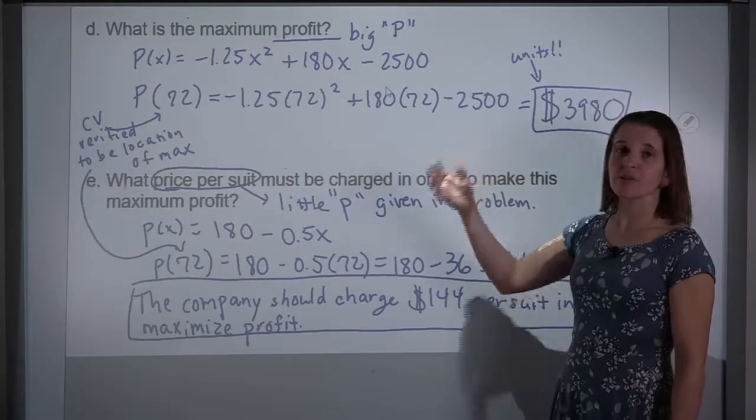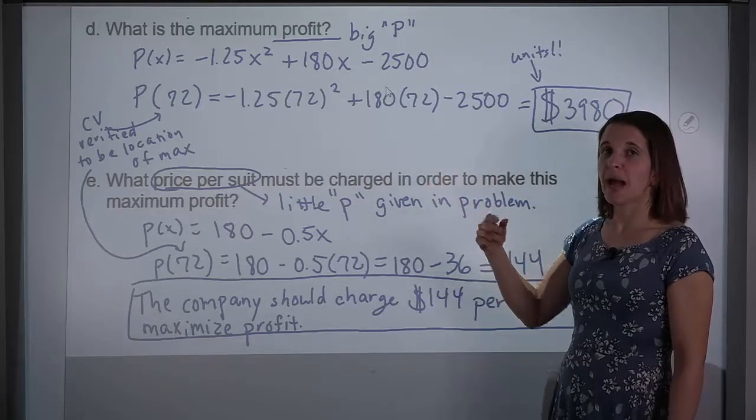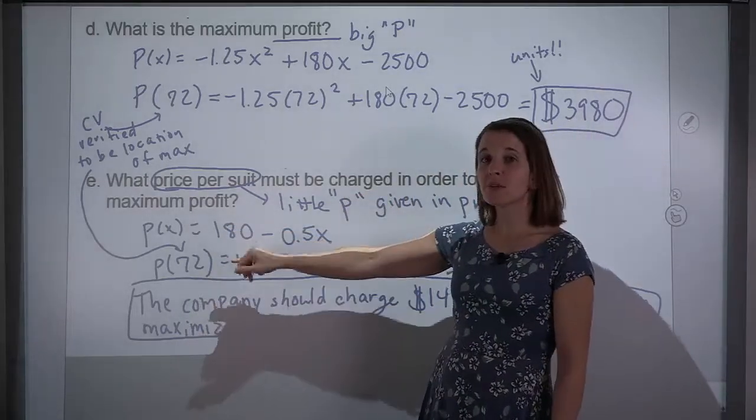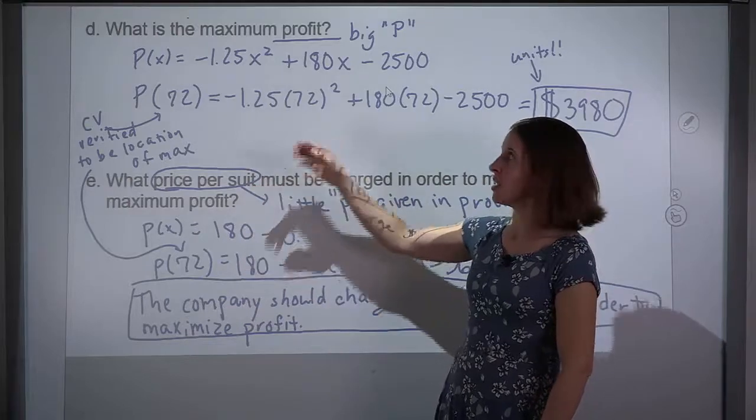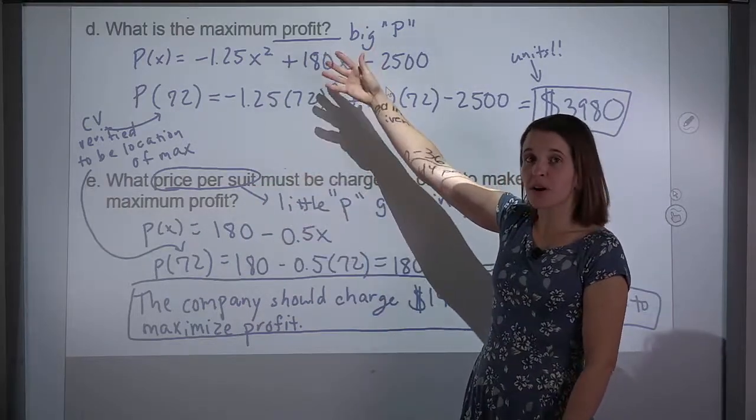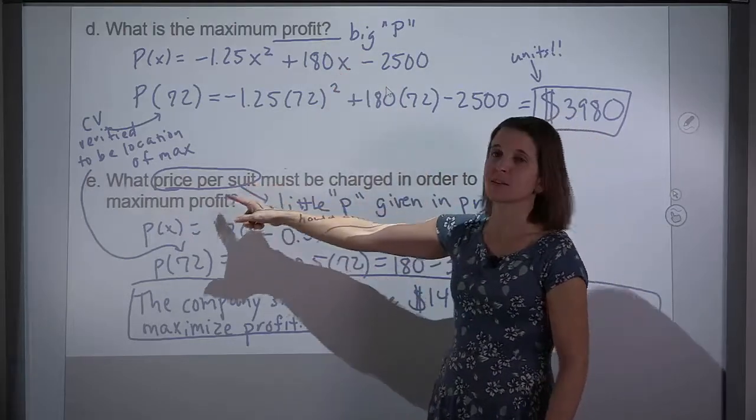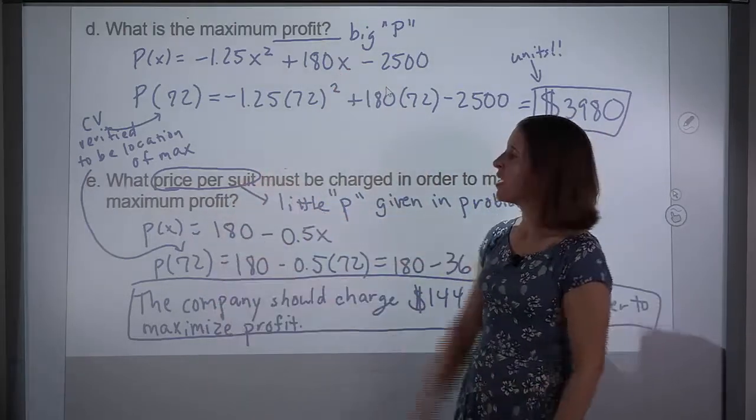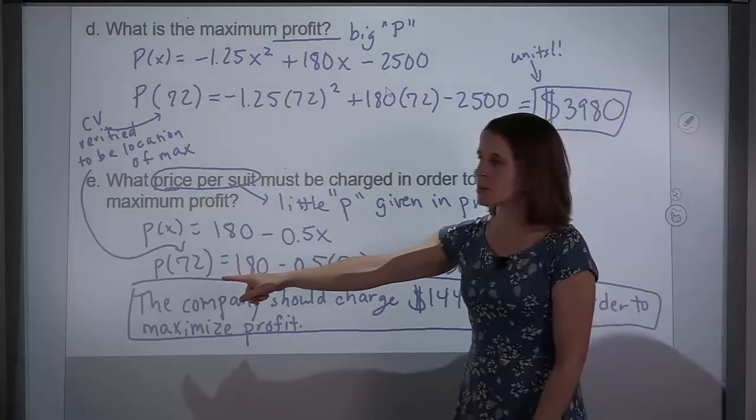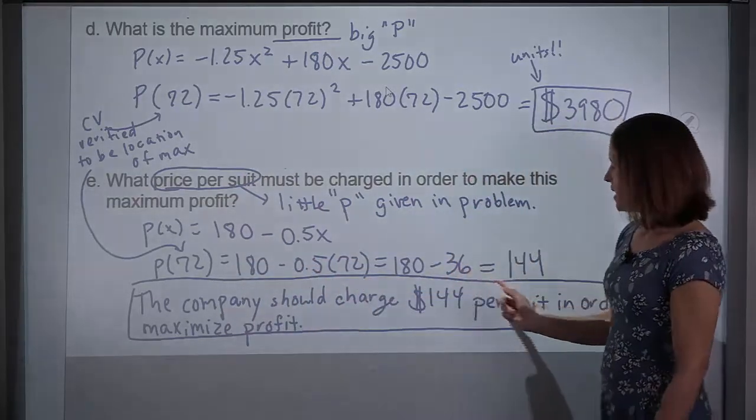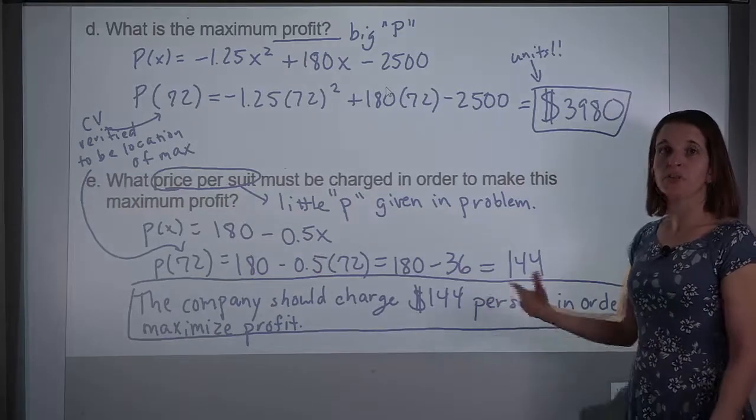So our critical value that we verified gives us all these maxes is 72. This time we are plugging 72 into little p, the price per suit equation. When it asked what the max profit was, we plugged that value into big P, the profit function. So we're just plugging into the function that they told us to. All right, so I plug 72 into little p, 180 minus 0.5 times 72, and I end up getting 144. So what does this mean?